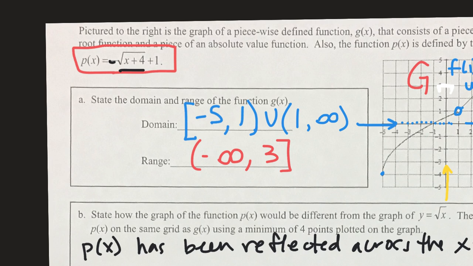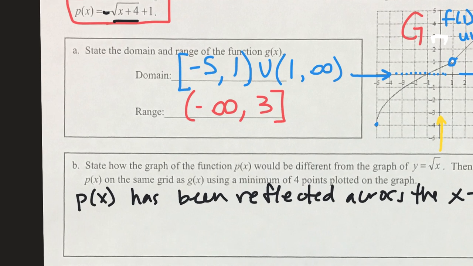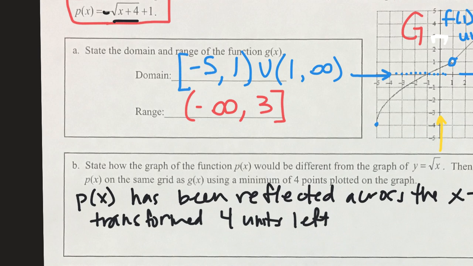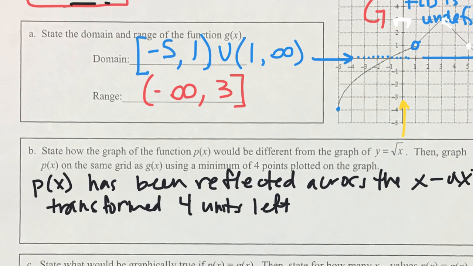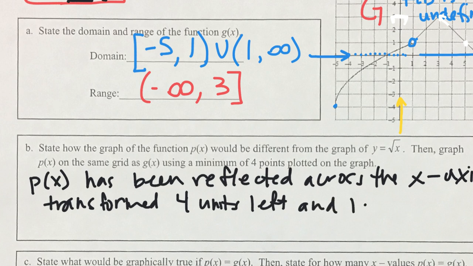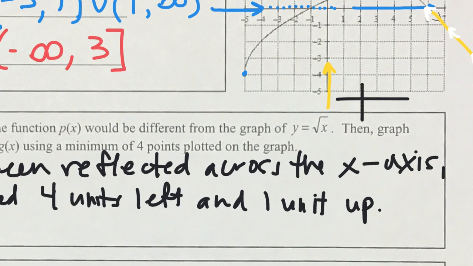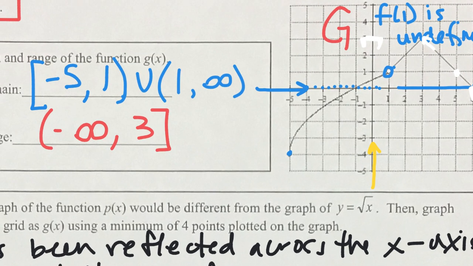The +4 underneath your radical means it has been translated, or moved, 4 units to the left. The +1 on the outside means that it has been moved 1 unit up. And this is, of course, from the parent function y equals √x, which traditionally starts at the origin and grows in that direction. That's our parent function. So this one has been moved 4 units left, 1 unit up, and reflected across the x-axis.